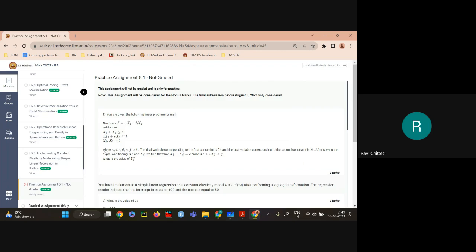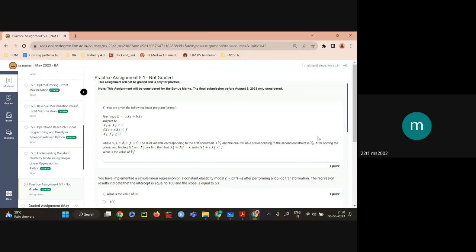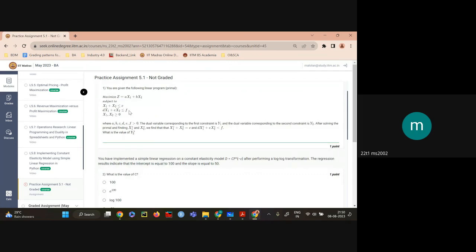This question, right? A, B, C: the dual variables corresponding to constraint 1 is y1 and constraint 2 is y2. After solving the primal and finding x1 star and x2 star, we find that x1 plus x2 is equal to C. We find that the first constraint is binding. Like the same one here, 2 plus 4, 4 plus 2, 6. Then what is the y2? What is the value of y2 star corresponding to the second constraint?